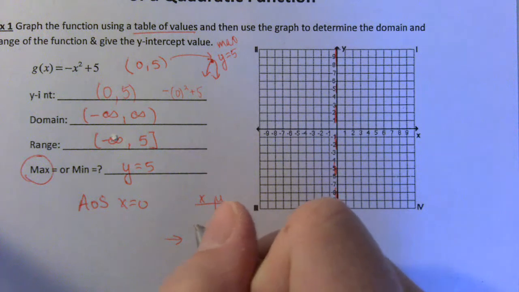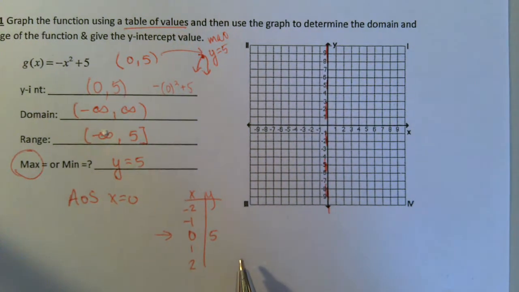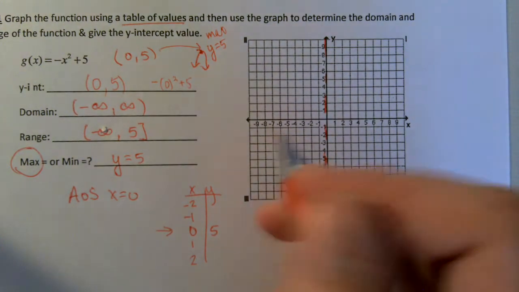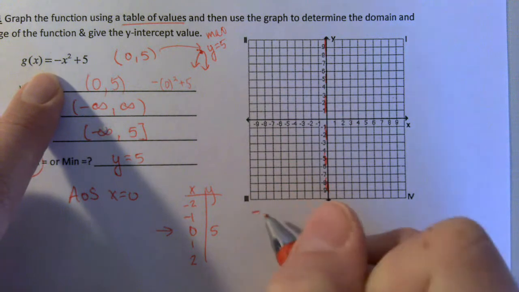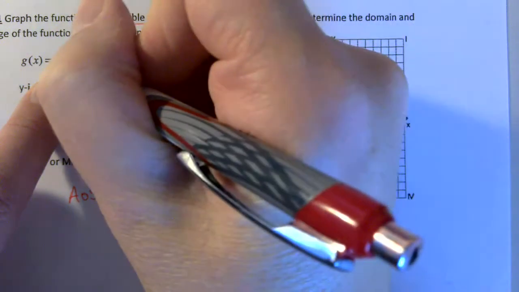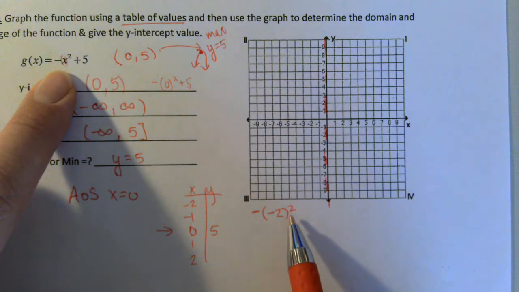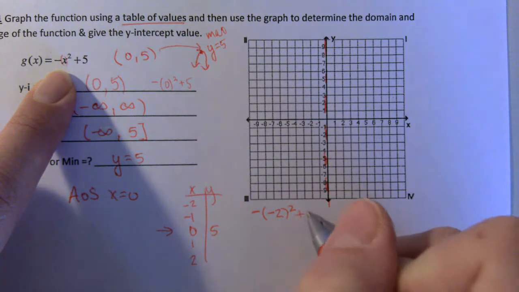So let's put in some extra numbers like -1, -2, +1, and 2. So take a minute, find me these values. Now, I do want to remind you something. That negative sign is outside. So put your x in parentheses. You have a negative, put in the -2, power on the outside, and then plus 5.